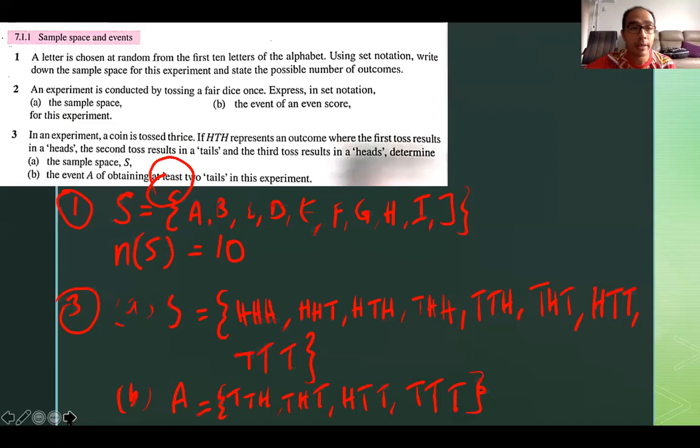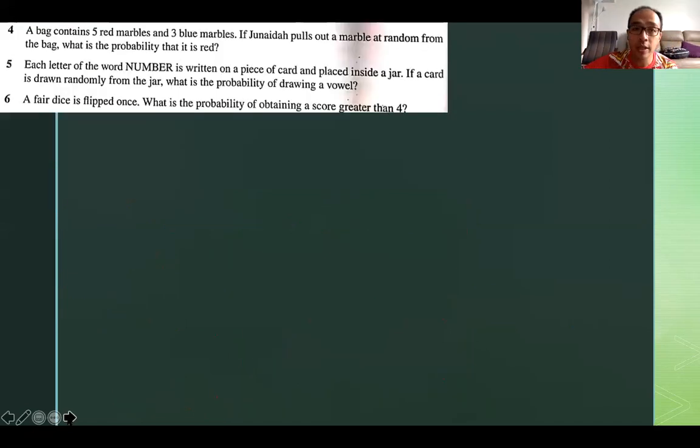Always remember this. All right, let's take a look at question number 4. Now we're going to look into finding the probability of one event. Let's talk about one event first. Question number 4. A bag contains 5 red marbles and 3 blue marbles. If Junaida pulls out one marble at random from the bag, what is the probability that it is red?